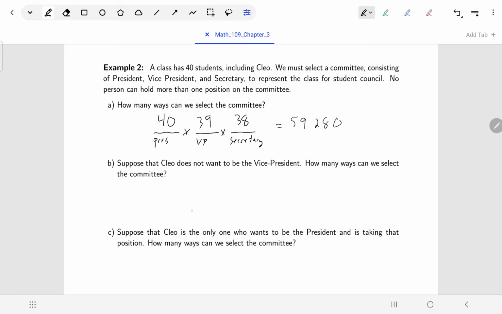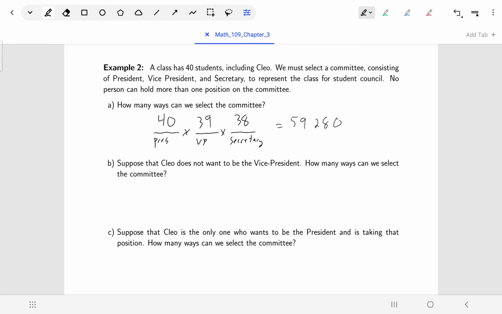We're going to expect that however many options there are for B should be less than there are for part A, because if we're thinking in terms of Venn diagrams for just a moment, if we're thinking about the universe being all the possible ways we could select our committee, the universe has 59,280 things in it. If we're thinking about a set of selections where Cleo is not the vice president, that should be smaller than this number because that's putting a restriction on.